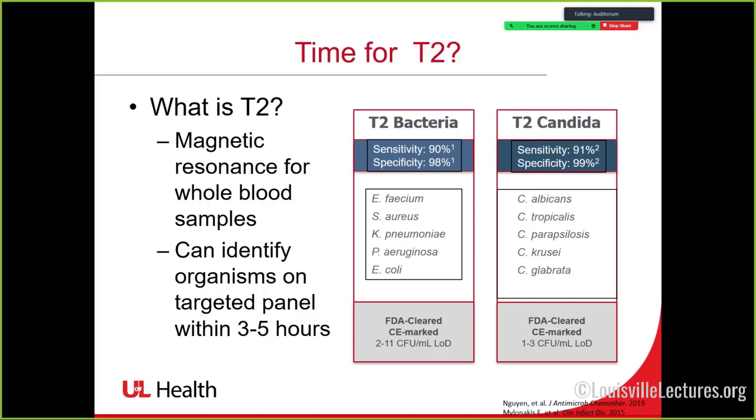It's magnetic resonance for whole blood samples. So think like magnetic resonance MRI technology, right? But this is on cellular DNA. It's really cool. It's really novel. It can identify organisms on this targeted panel. So here you've got 5 bacterial species and 5 different Candida species within 3 to 5 hours. You're not waiting for your blood culture to become positive. It is initially 3 to 5 hours. Is it there? Is it not there?